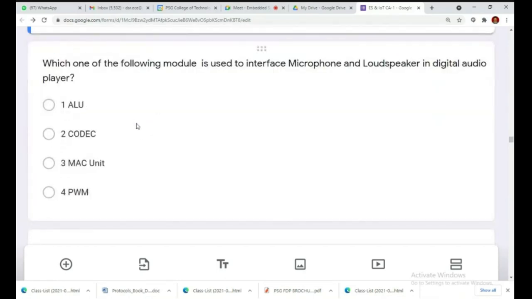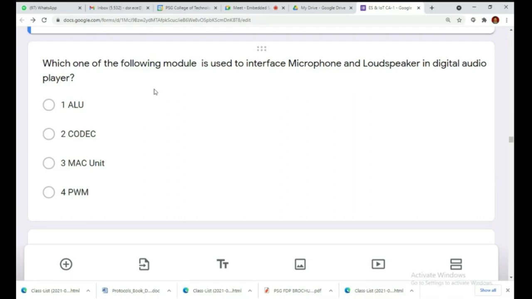Which one of the following modules is used to interface a microphone and loudspeaker in a digital audio player? So microphone and loudspeaker. Now I am speaking, you are listening, and when you speak, I will listen. These are all happening only because of the codec. So coder, decoder. Coder means ADC, decoder means DAC. Only due to the presence of ADC and DAC, which is called a codec, and digital signal processor application, we can interface a microphone and loudspeaker. That means the microphone is connected to the ADC, and the loudspeaker is connected to the DAC.